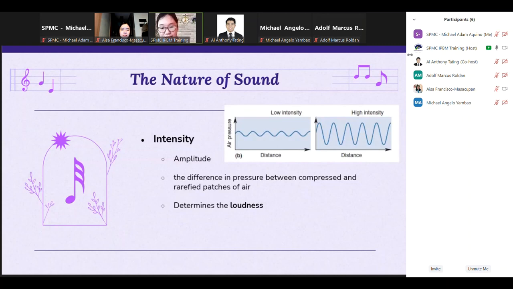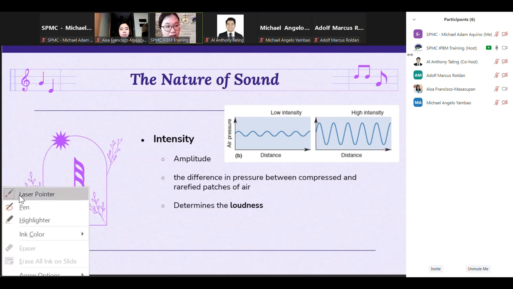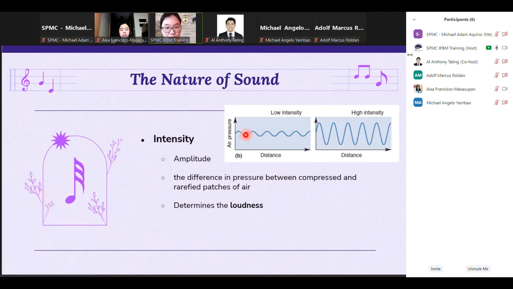So the range of intensities to which the human ear is sensitive is actually astonishing. The intensity of the loudest sound na pwede nating marinig is about a trillion times greater than the intensity of the faintest sound. So the intensity determines the loudness of the sound, and it is the air pressure difference between peaks and troughs of the sound waves. So if kanina yung frequency is between these two, so intensity naman is yung height niya.